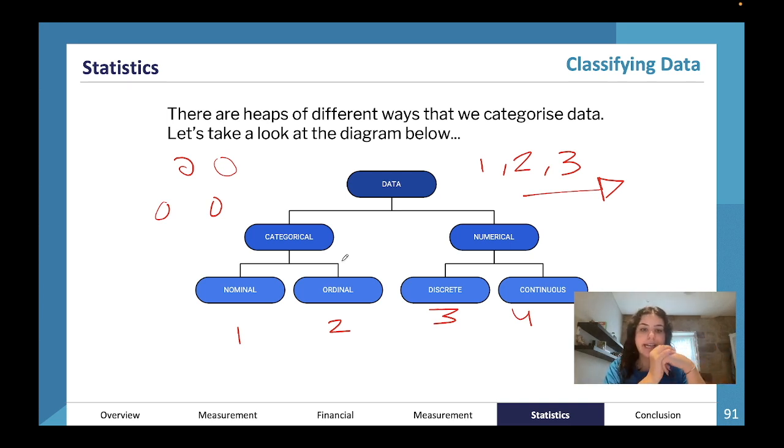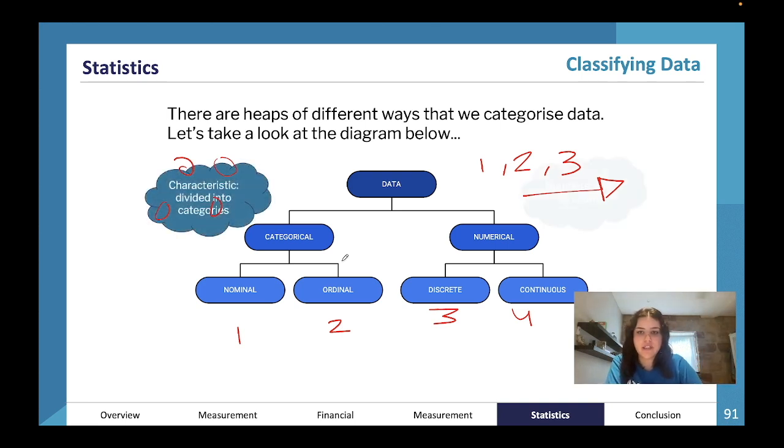Numerical discrete is a number that is whole, so there can't be 2.5 people. There's 2 people or there's 3 people. Continuous would be like your height. You could be 153.54721 centimeters, right? You can go as far past the decimal point as you want.